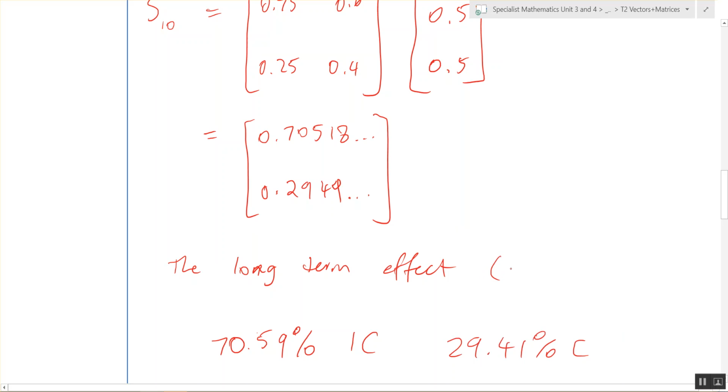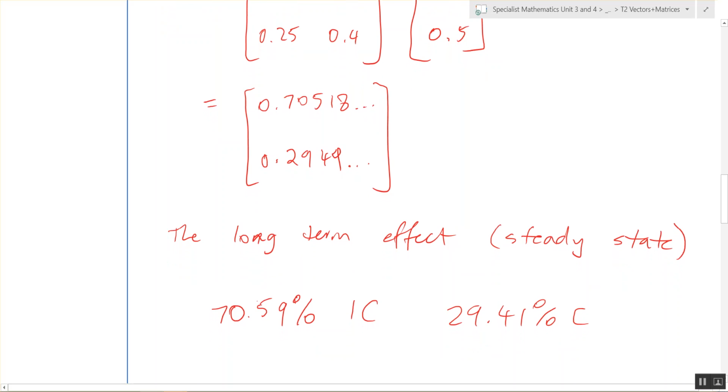The long-term effect, the steady state, is this. Okay, so this is a great question for evaluating the reasonableness. It might say evaluate the reasonableness of the solution.